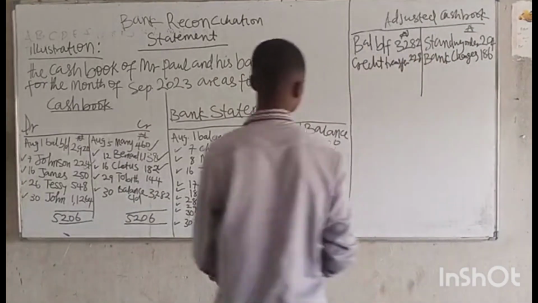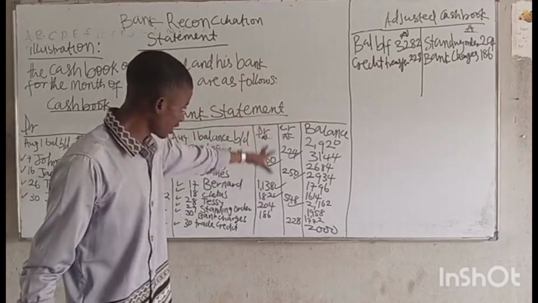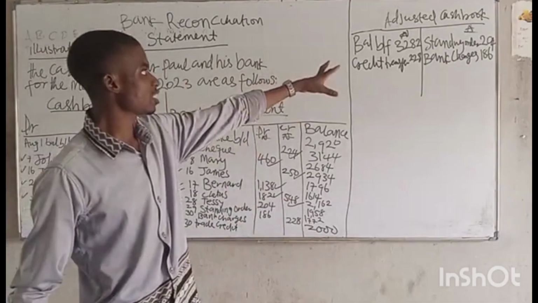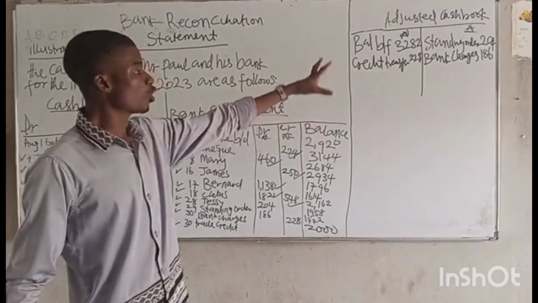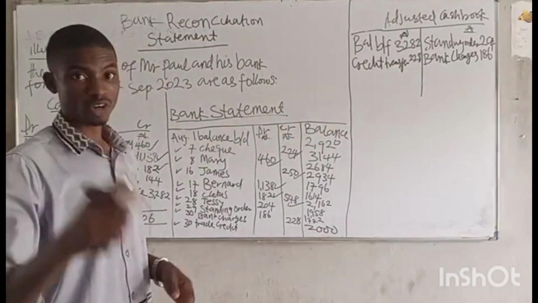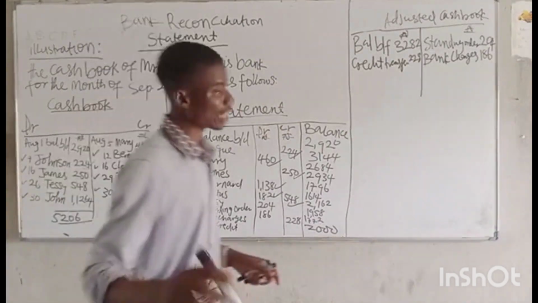Ladies and gentlemen, now all the unticked transactions in the bank statement here have already been represented in an adjusted cash book. So now we are going to balance the adjusted cash book so that we get the new balance which we are going to use in the preparation of the bank reconciliation statement. So now let's balance it.